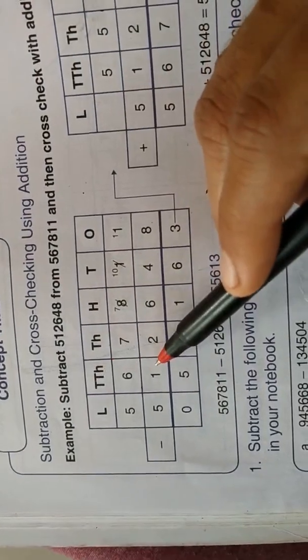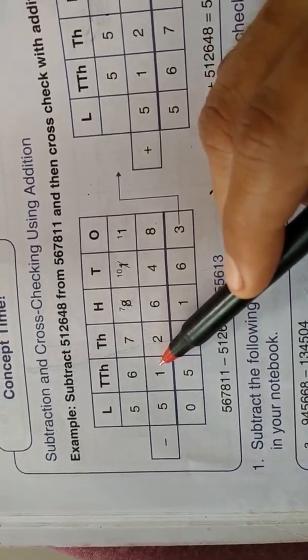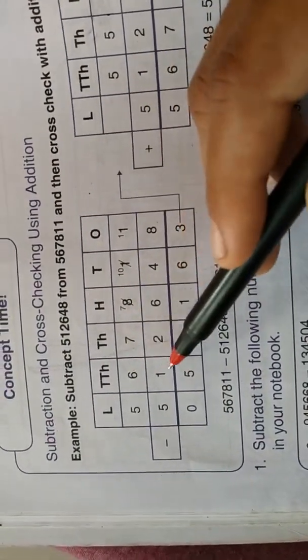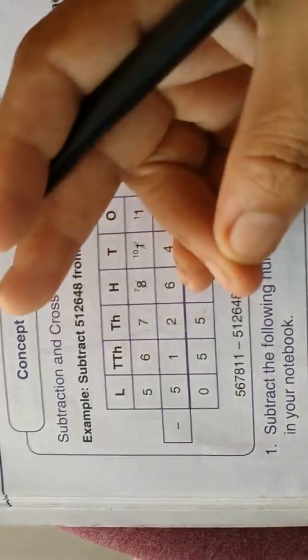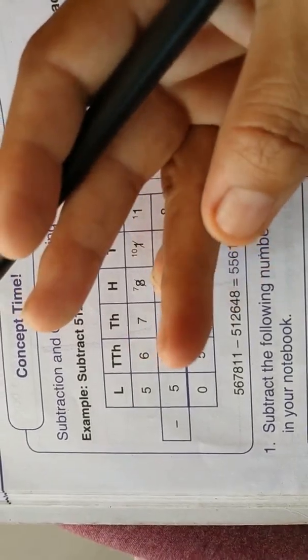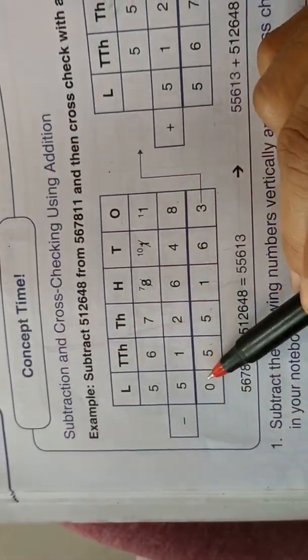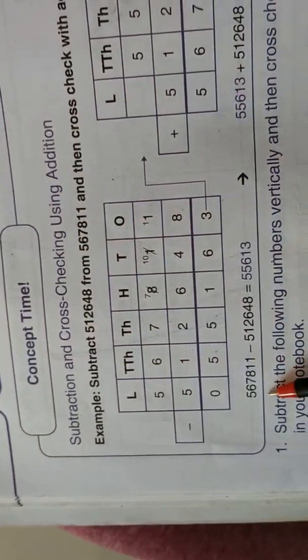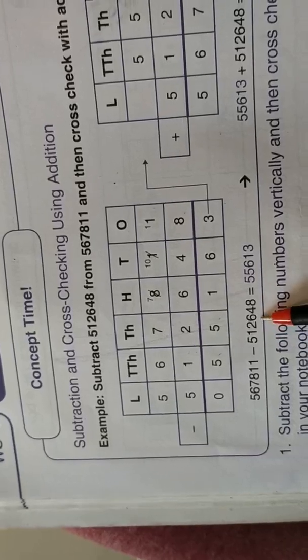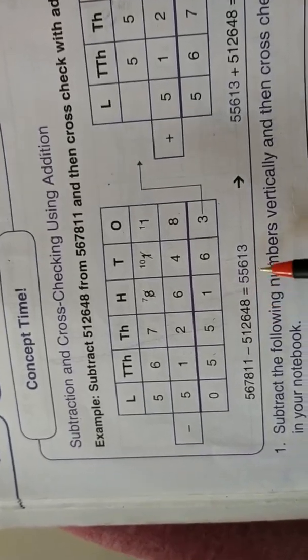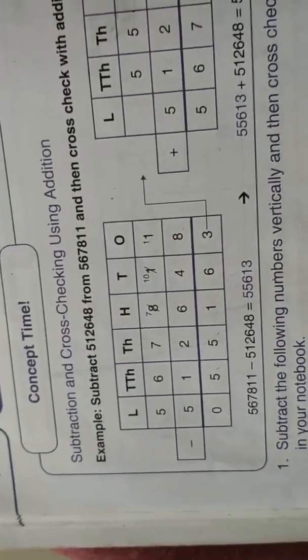6 minus 1, 6 on your finger, 1, 2, 3, 4, 5, 6, will cut 1. So the remaining number is 5. We have to write here 5. 5 minus 5, 0. So 5,67,811 minus 5,12,648 is equal to 55,163.